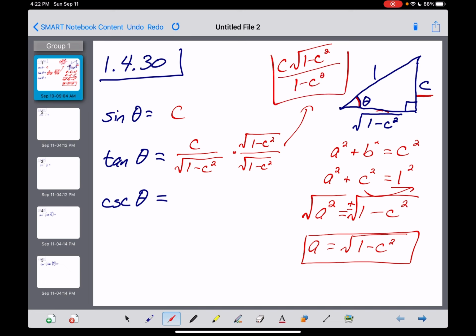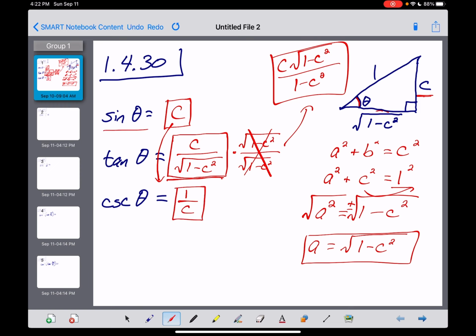Now that answer is certainly correct, but the good news is, guys, at this level, we don't have to rationalize denominators. That's a grading guideline that I've taken from the AP test themselves. They say you don't have to rationalize denominators, so it's perfectly okay to leave the answer in this form here. And then cosecant, of course, is just the reciprocal of sine, so I don't even need to look at the triangle here, guys. I just need to take the reciprocal of my answer from the first part, and that is going to be 1 over c.